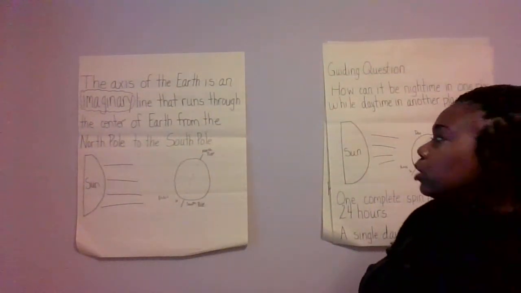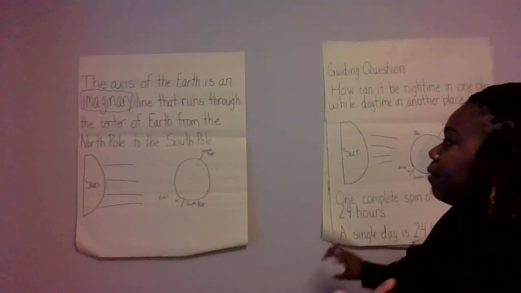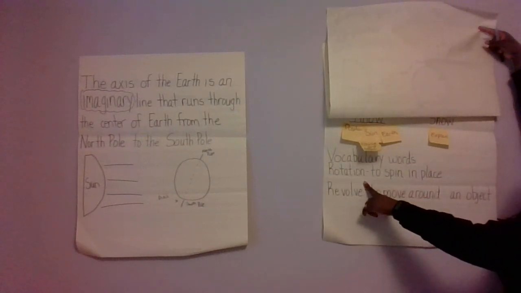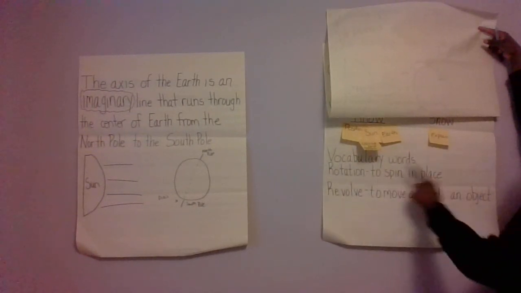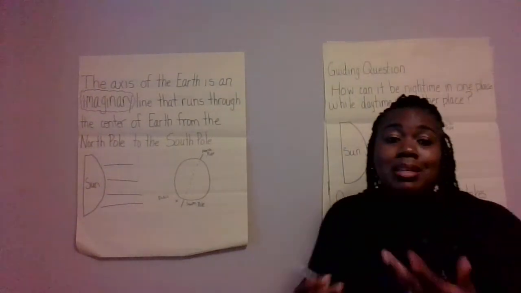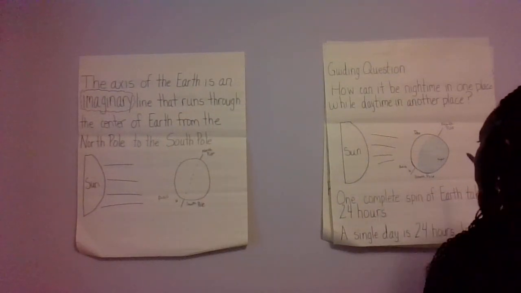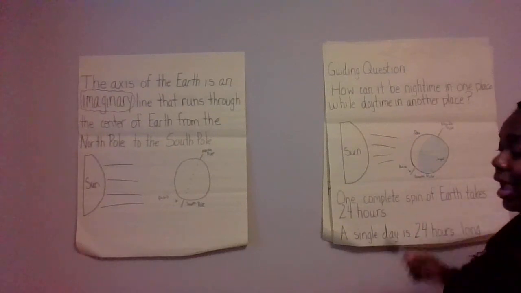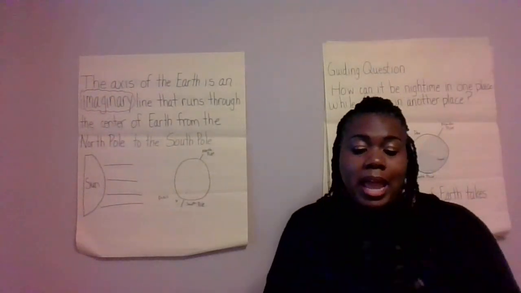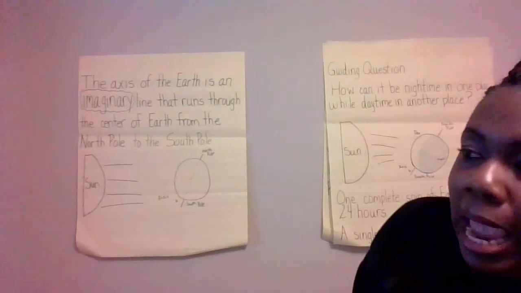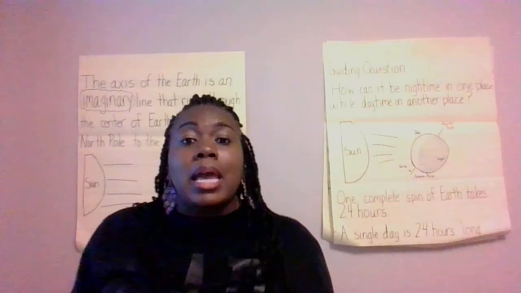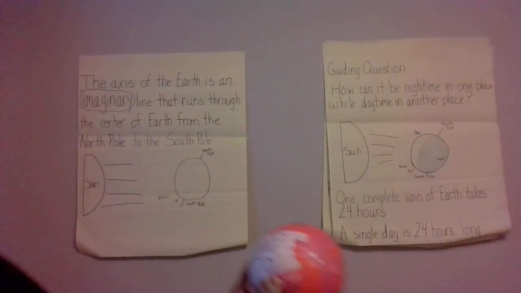What the Earth does on its axis brings us back to that vocabulary word that we saw. It is actually in rotation while it's on the axis, so it is spinning in place. The Earth spins on its axis approximately every 24 hours. That's how long it takes the Earth to spin on its axis, and that rotation makes a single day. Now, what does that have to do with our guiding question? How can it be daytime in one place and nighttime in another?